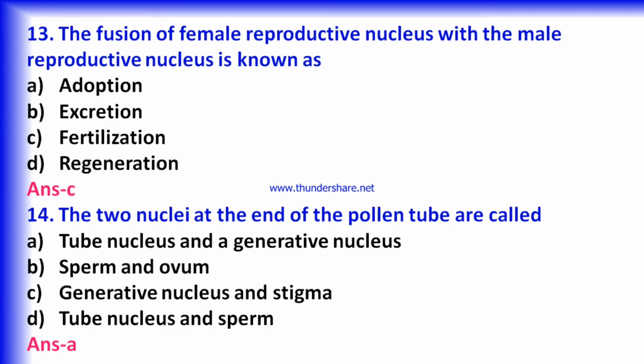The 2 nuclei at the end of the pollen tube are called tube nucleus and generative nucleus, sperm and ovum, generative nucleus and stigma, or tube nucleus and sperm. The 2 nuclei present at the end of the pollen tube are called tube nucleus and generative nucleus. Option A is the right answer.